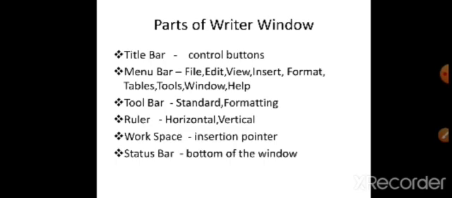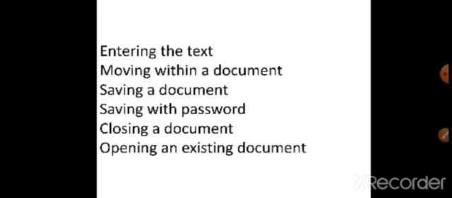And the next, workspace. The workspace is the blank area which is used to type the content of the file. A flashing vertical bar that appears at the beginning of the screen is called the insertion point. And the last one, the status bar. The status bar is at the bottom of the window, which shows the current status of the document such as number of pages, current page number, default language, etc. So these are the parts of the Writer window.